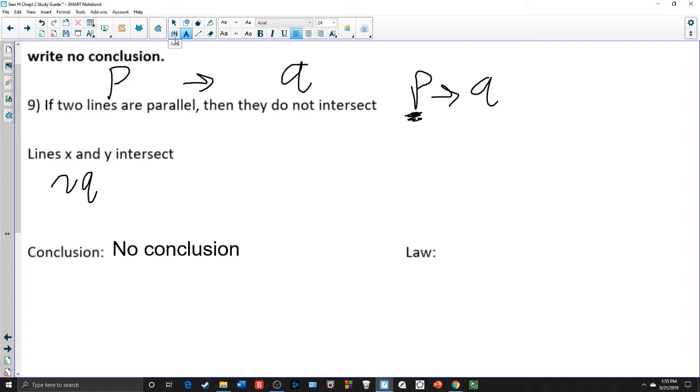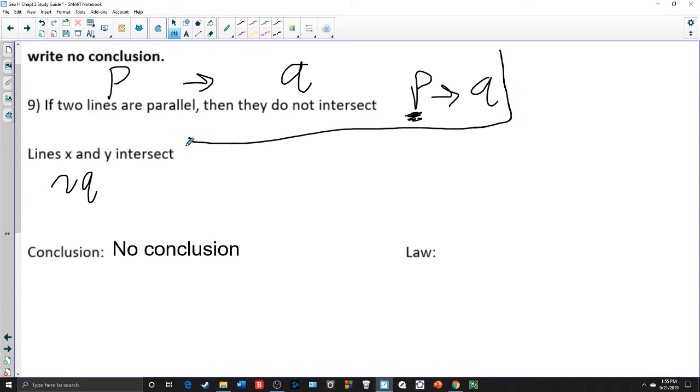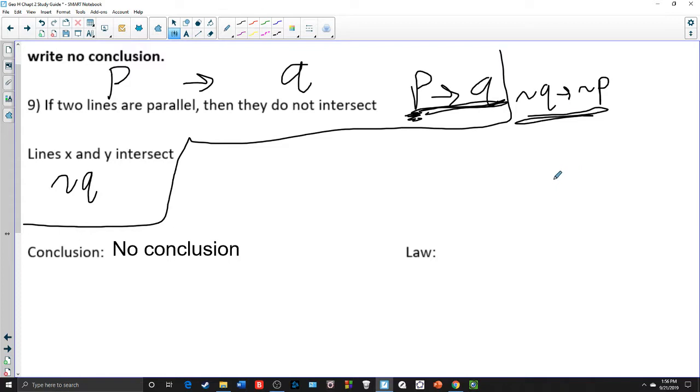Now, if you're a little bit intuitive, you could try to be smart about it and do a little bit of investigating here. Because the contrapositive and the conditional always have the same truth value, if this is true, which we do assume is true, then we can also assume that not Q leads to not P. So if this one's true, then this one has to be true. So you could say that the conclusion is lines X and Y are not parallel. And for the law, you could kind of stretch and say it's the law of detachment. That would be another valid answer for this specific case.